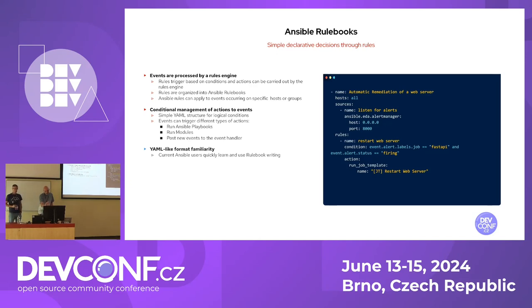There are two very clear parts here. The first part is the sources. There are several source plugins which are listening to different systems. In this example, we can see that it is listening to the alert manager. And then we have rules. When we receive an event, if the event meets the condition that we have in the rule, it will trigger, in this example, a job template of the Ansible controller which will restart the web server. So that's basically how it works.